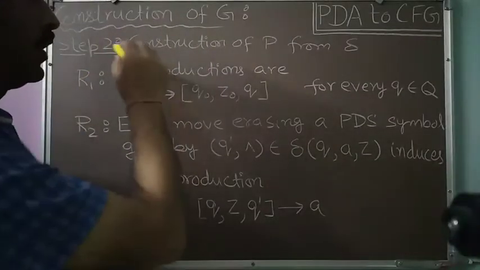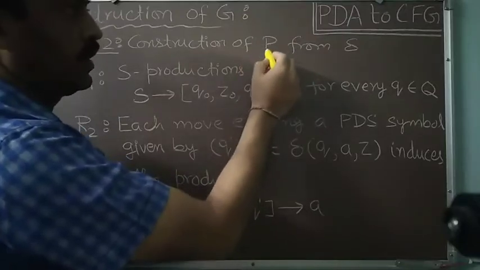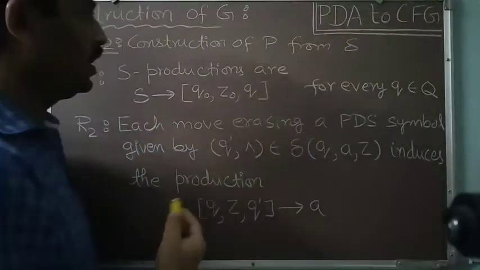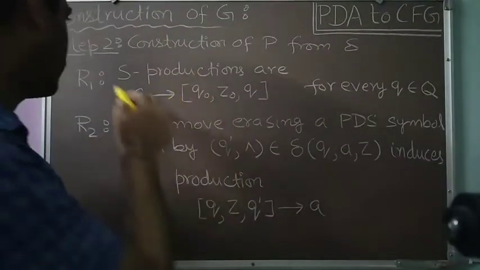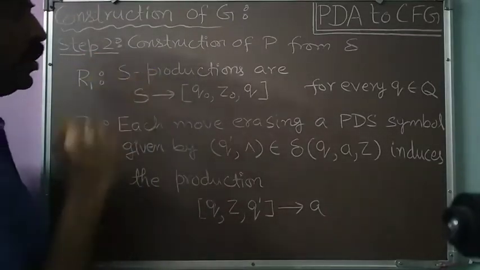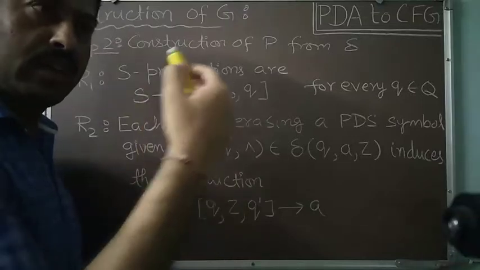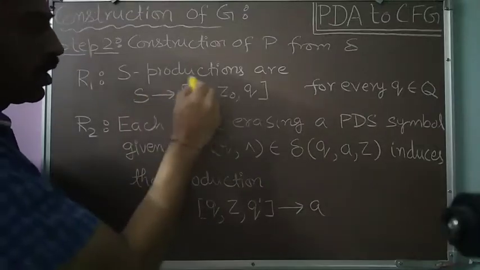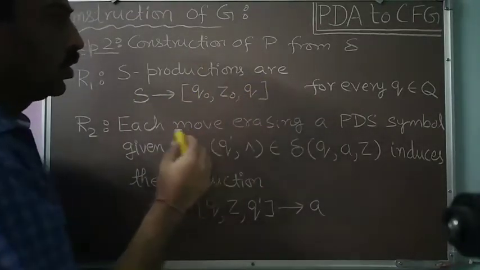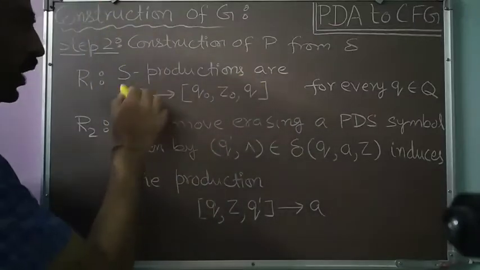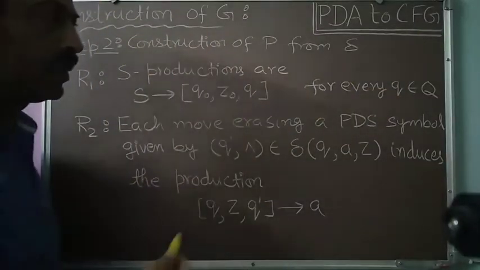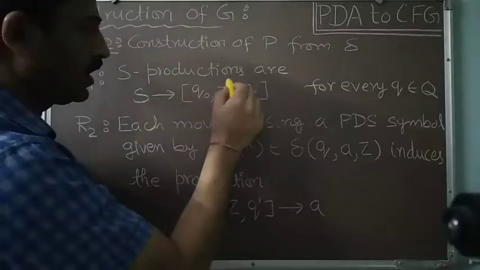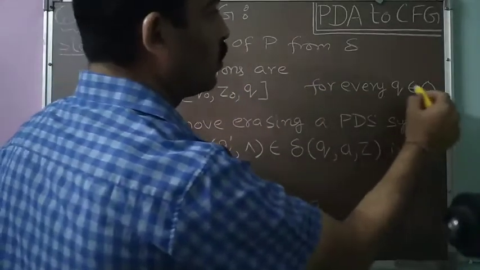Now in step 2, we will construct the set of productions P of our context-free grammar from the transition function delta of the given PDA with the help of 3 rules. The first rule, R1, corresponds to the S productions, the productions of the start symbol S. S productions will be of the form S to [Q0 Z0 Q]. This triple denotes a single variable, so S goes to another variable. And how do we find this [Q0 Z0 Q]? This we have to do for every Q belonging to capital Q.